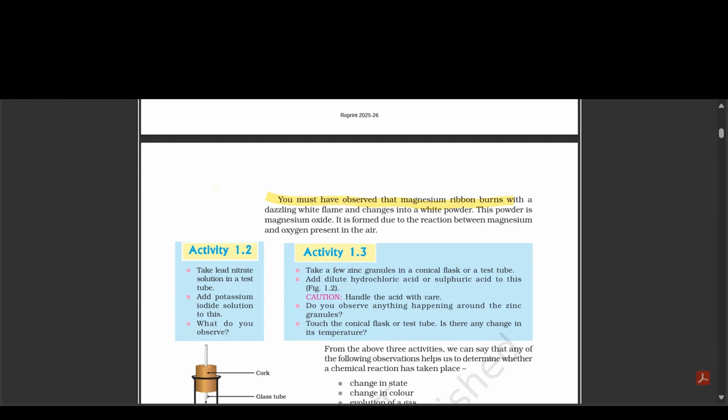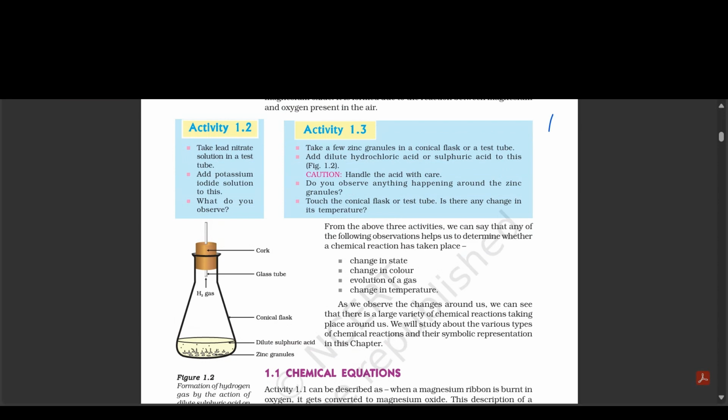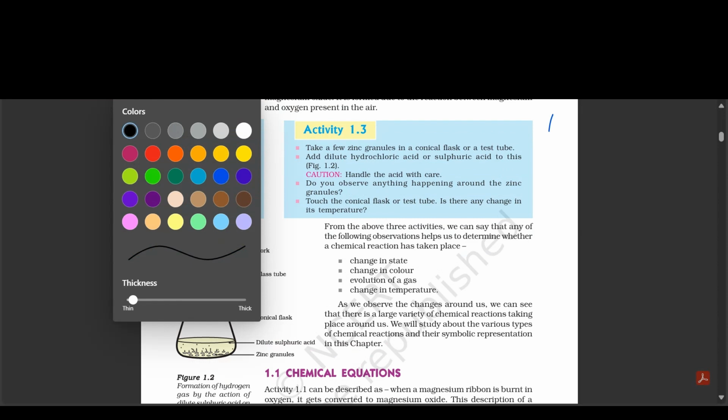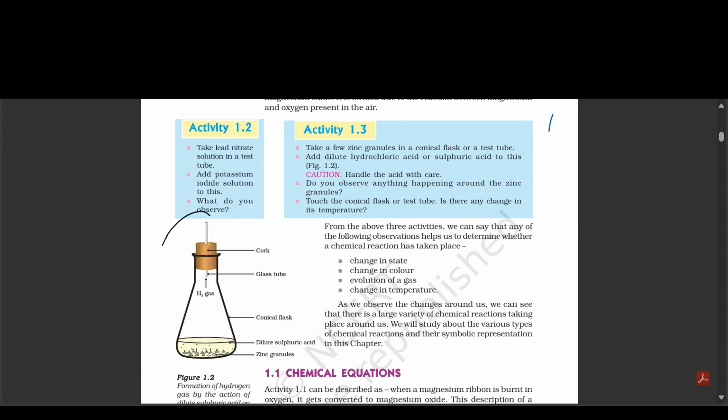Now the next activity, or the next chemical reaction, is: what will you observe, right? Okay, now what do we take? We take a conical flask, right? And along with that, we take zinc granules. Zinc granules are basically small pieces of zinc that we usually take, and we put sulfuric acid. You can put dilute sulfuric acid or you can put hydrochloric acid. Observations would be similar, right?